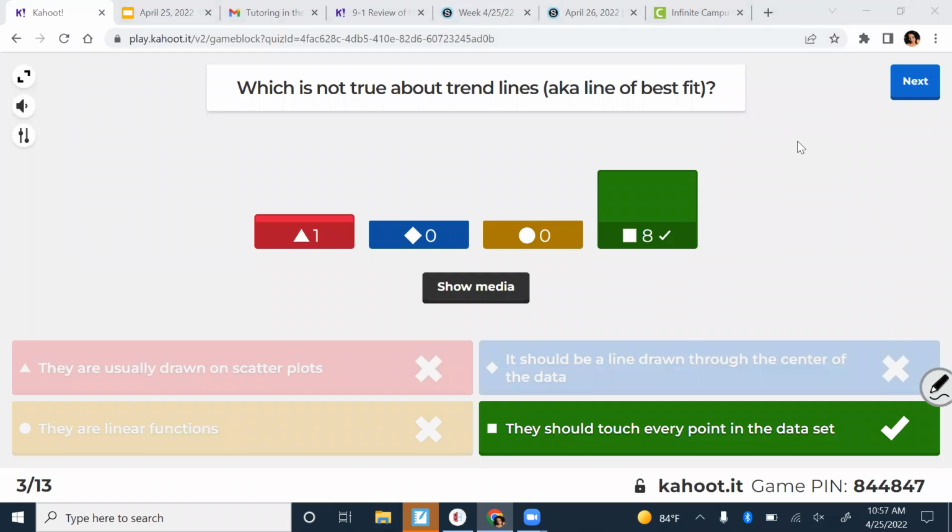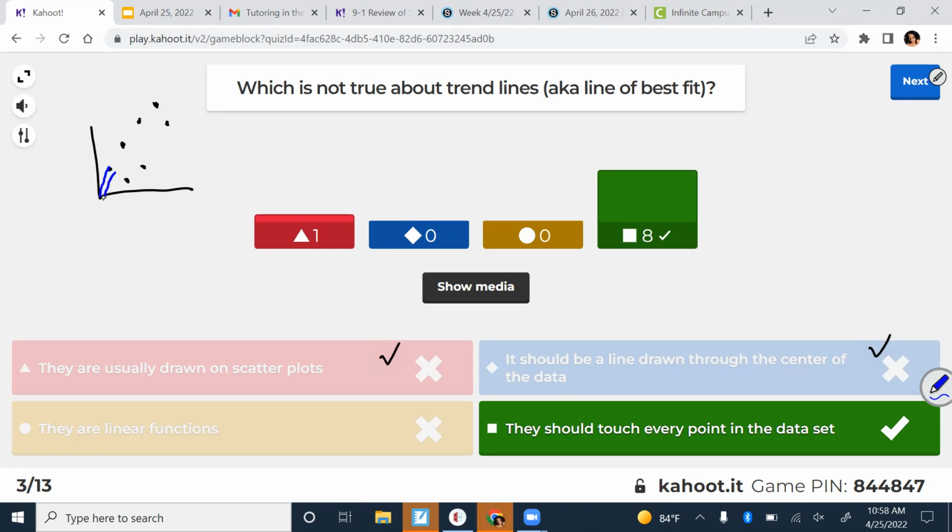It is true that they are normally used for scatter plots. So if you don't remember what scatter plots are, say we did a survey or an experiment and got some data, we would plot them maybe something like this. So here's my scatter plot. They are usually drawn on scatter plots. It is a line that should be drawn through the center of the data. Usually it is computer generated. Sometimes you estimate it by hand, but it's important that it goes through the center of the data.